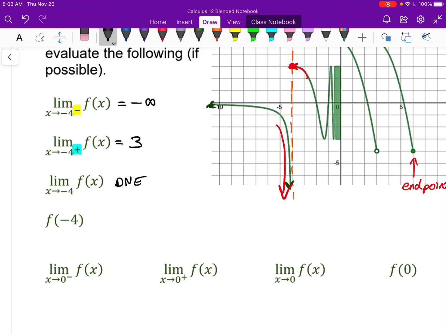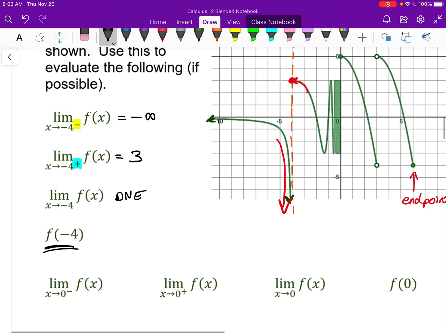And what if I just ask what is f at -4? This is just function notation. This has nothing to do with limits. But it's good to review. F at -4 means literally what is the output when x is -4? Well, when x is -4, we look at this point right there, and it's a nice clear point, and so this equals 3.